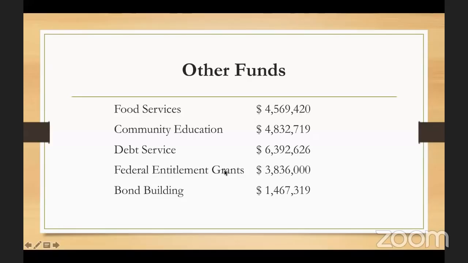No, one of the things I like to do is look at our tax rates and the impact of the tax rates, so we have an idea what increases our taxpayers may see. So next slide, please.